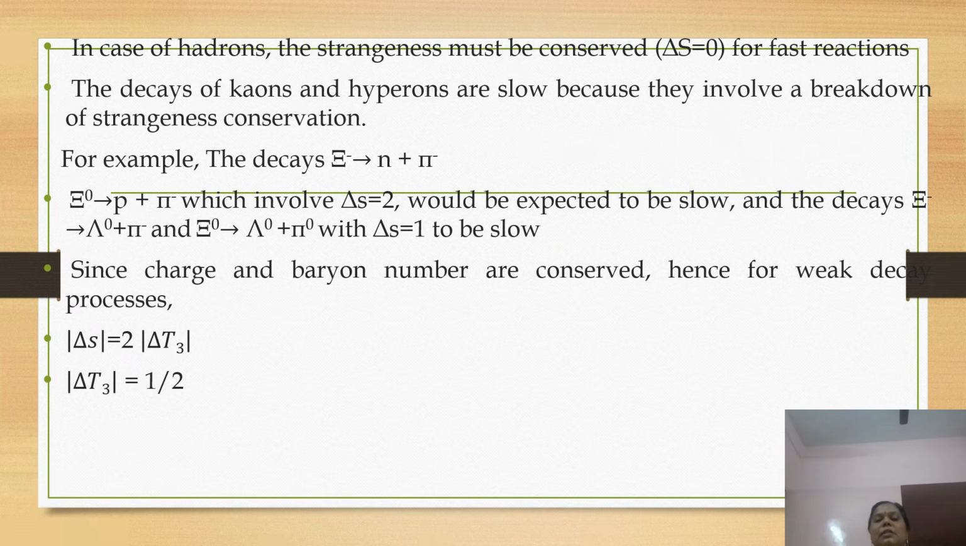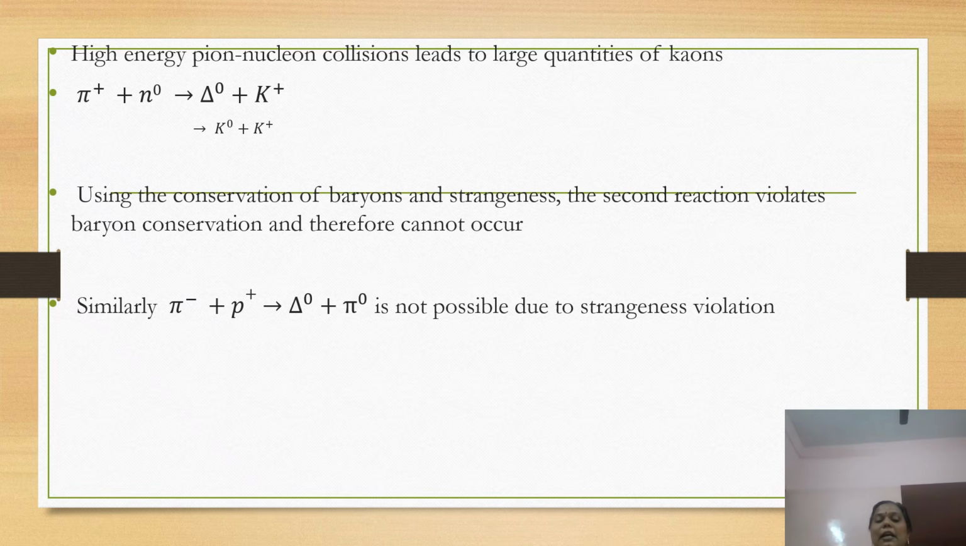In case of hadrons, the strangeness must be conserved, that is delta S is equal to 0 for fast reactions. There are a few decays, such as sigma naught decaying to proton plus pi minus, or psi naught decaying into lambda naught and pi naught, which result in delta S equal to 1. From this we'll be able to find the relation between delta S and isospin. So delta S is equal to 2 times delta T3, from which delta T3 is equal to 1/2. T3 is nothing but the isospin.